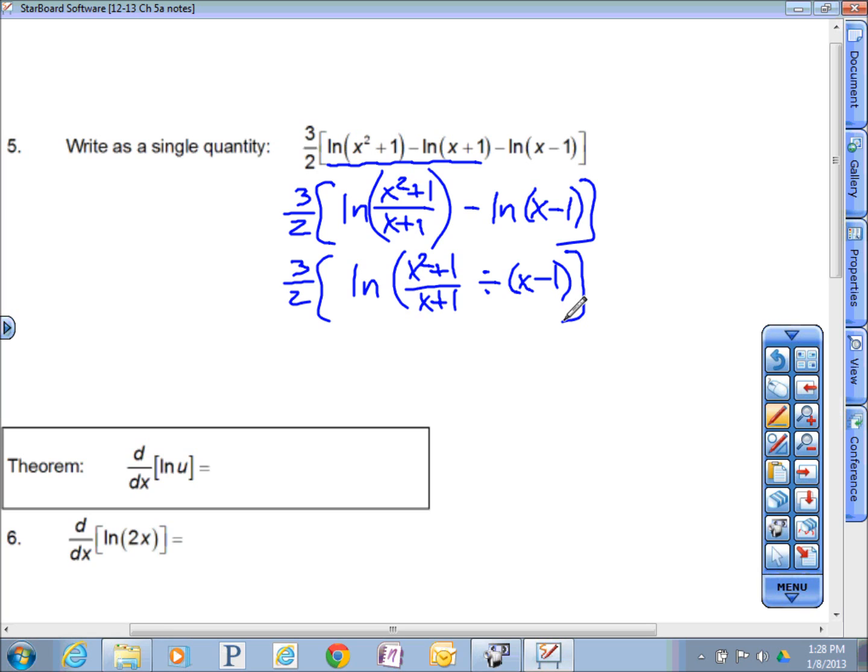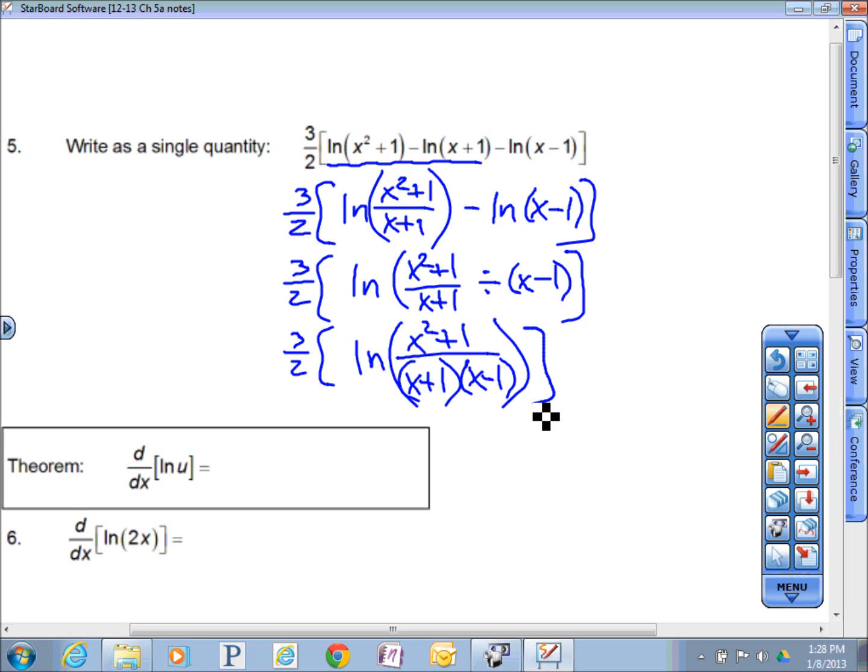Well, let's see. Dividing by a quantity is the same thing as multiplying by its reciprocal. So if we did that, that would attach this x minus 1 to the denominator, 3 halves quantity. Let's see. So natural log of, that would put an x squared plus 1 on the top. I already had an x plus 1 on the bottom. So now if I divide by x minus 1 or multiply by 1 over x minus 1, that would put an x minus 1 in the denominator of what we have here. And we could, of course, multiply out that denominator.